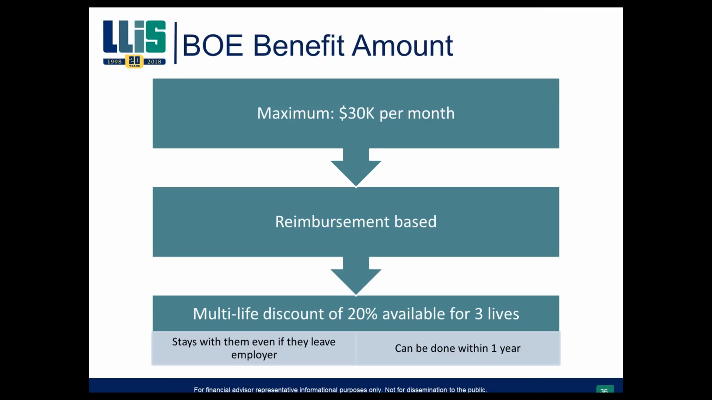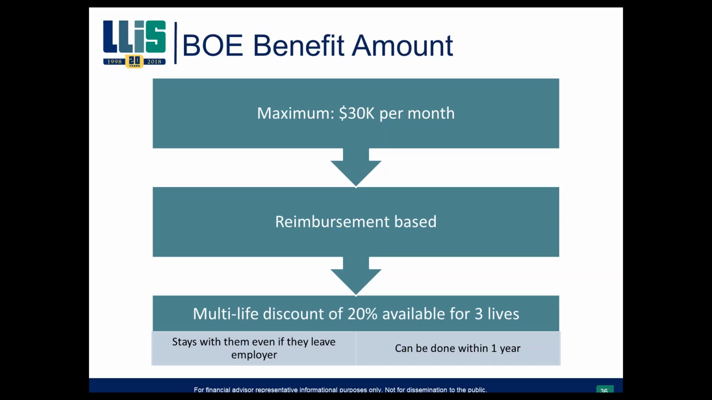So with business overhead, the maximum monthly benefit is $30,000. So if a client has $50,000 in expenses, we're not going to be able to get them $50,000. And these are eligible expenses. Someone could be spending $50,000, but not all of them are eligible for reimbursement. And it is reimbursement based.